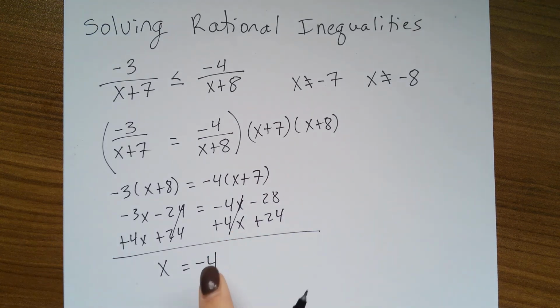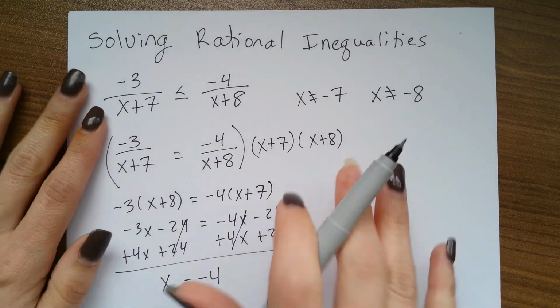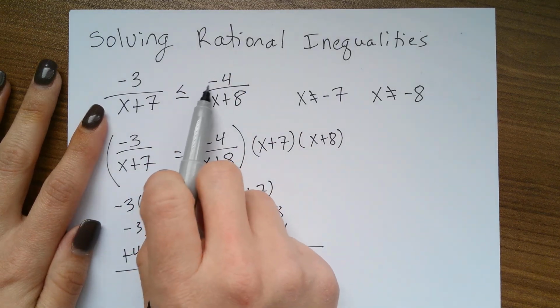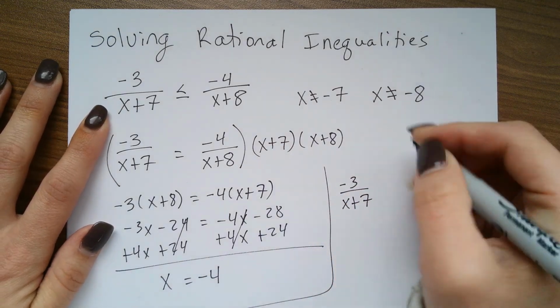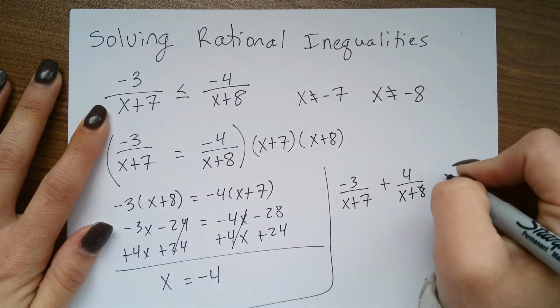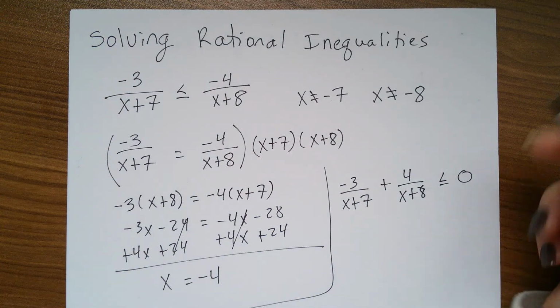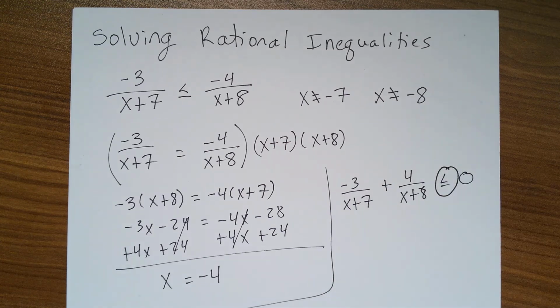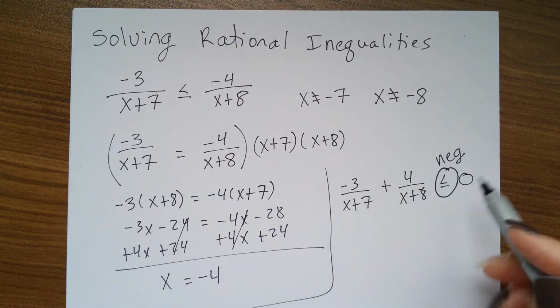I'll add 4x to both sides, add 24 to both sides, and I end up with positive x equals negative 4. So now I'm going to take my values from my restriction and my zeros of the inequality and use a number line to see which ones actually fulfill my inequality. What my inequality actually says, it's easier to read if I have 0 on one side. So this is a negative 4, so I'm going to add 4 over x plus 8 to both sides, and I'm going to end up with negative 3 over x plus 7 plus 4 over x plus 8 is less than or equal to 0. Since I have it with 0 on one side, it's easy to know what my inequality means. Think about what numbers are less than 0. So this tells us we're looking for negative numbers and equal to 0.